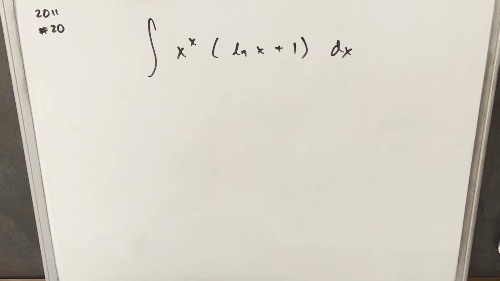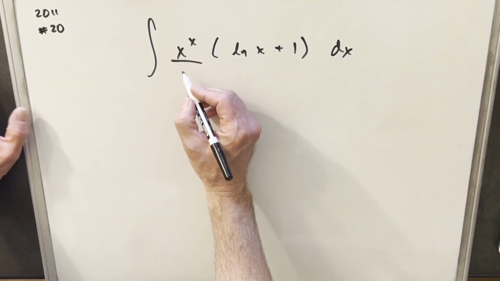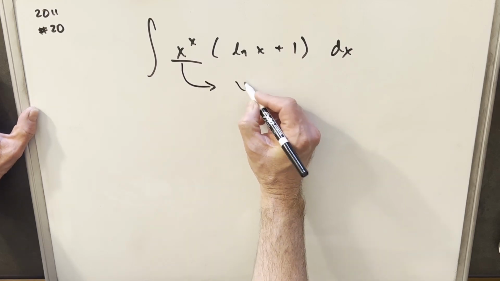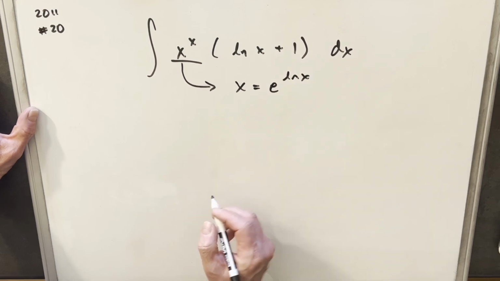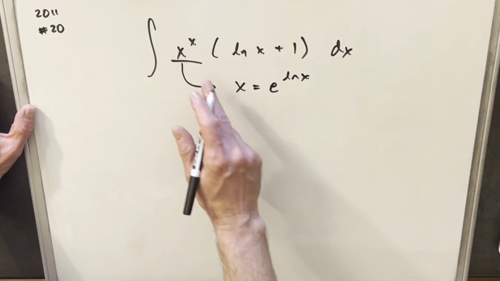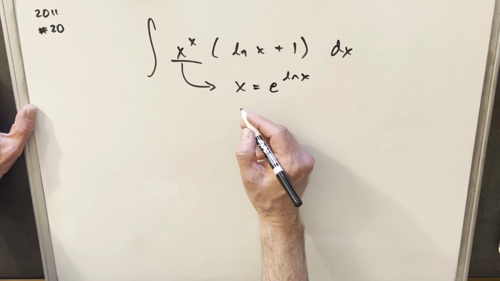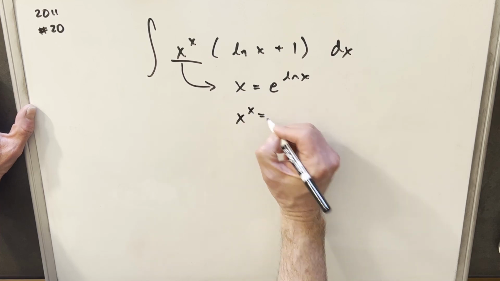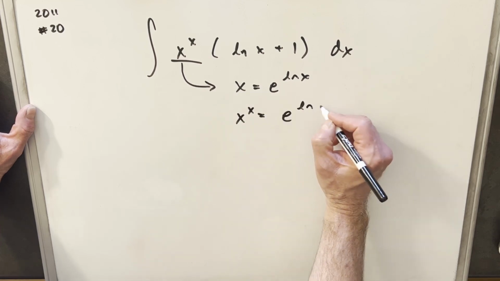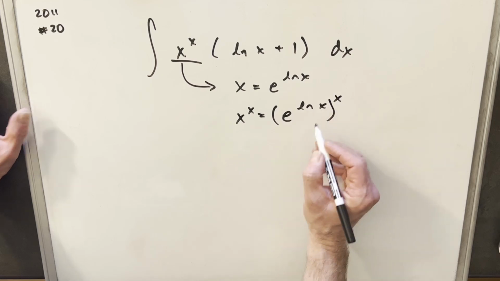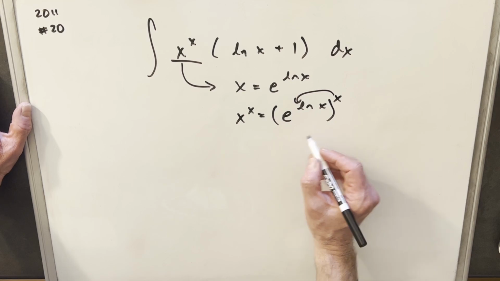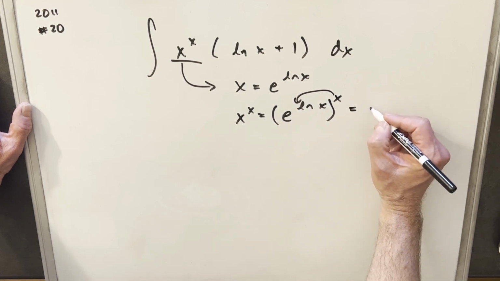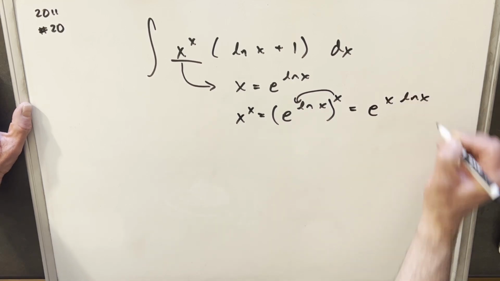Okay, the first thing I want to deal with here is this x^x situation. We don't really want x in the base here. What I'm going to do is use this formula that's really useful. We can write x as e^(ln x), but what we really want is x^x. So if we raise both sides to an x power, we'll have (e^(ln x))^x. We can just distribute this in by the property of exponents, and then we can write this as e^(x ln x).